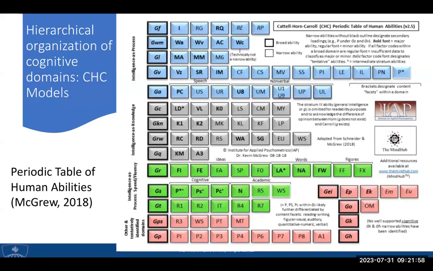Here's a more detailed breakdown of different cognitive abilities. This is something called the Periodic Table of Human Abilities, published by Kevin McGrew in 2018. And so this follows what's called the Cattell-Horn-Carroll theory of cognitive domains. I'm not going to explain each individual element for you, but each of these things are thought to be different domains and different elements, such as, for example, memory is broken out into immediate memory and working memory and other things like that.